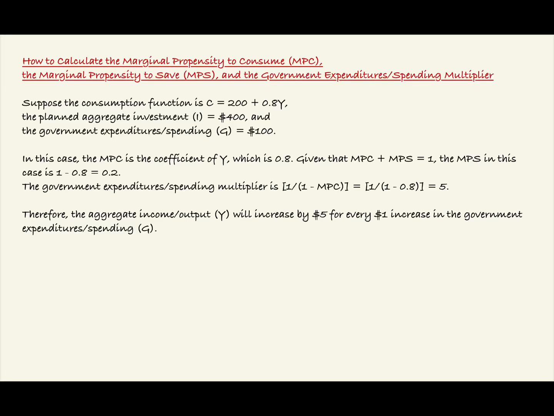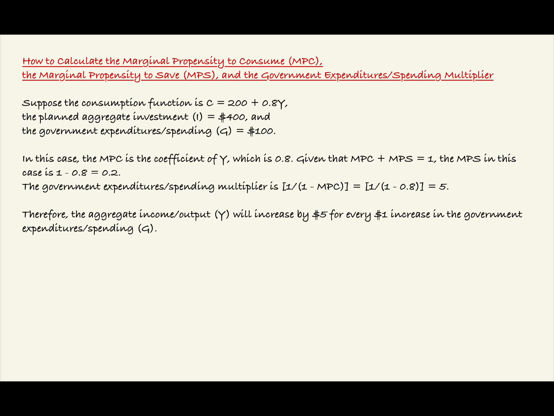In this video, we're going to look at how to calculate marginal propensity to consume, MPC, marginal propensity to save, MPS, and the government expenditures or spending multiplier. Now suppose the consumption function is C equals 200 plus 0.8y. The planned aggregate investment, or I, equals 400, and the government expenditures or spending, G, equals 100.